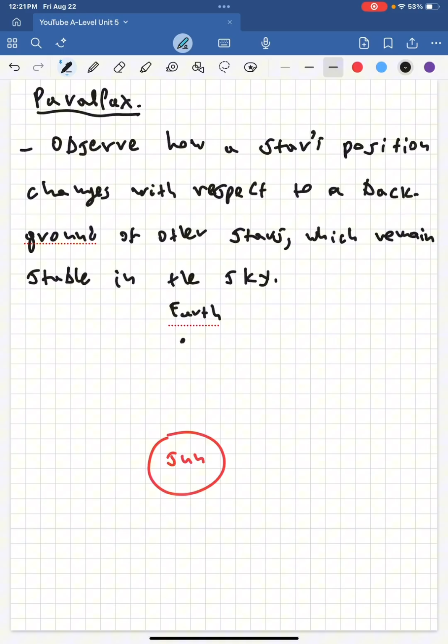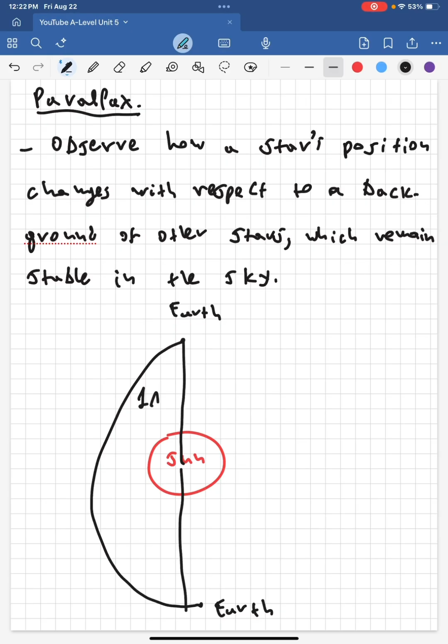6 months from now, the Earth will make it all the way around over here, okay? What is this distance? It's 1 astronomical unit, right? Same goes for this distance. And yeah, this is in 6 months. Okay, let's say that there is a star all the way over here. Actually, let me move it a little bit. Okay, this is my star. And this is the background of other stars, okay?